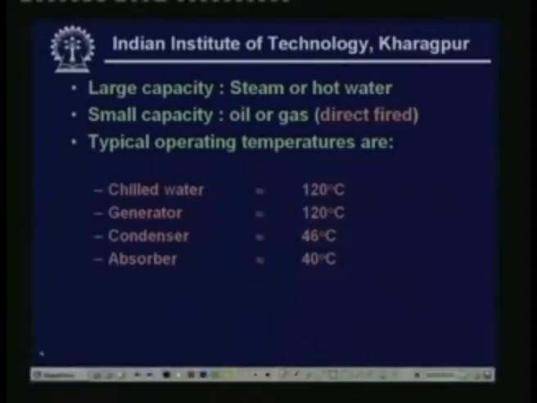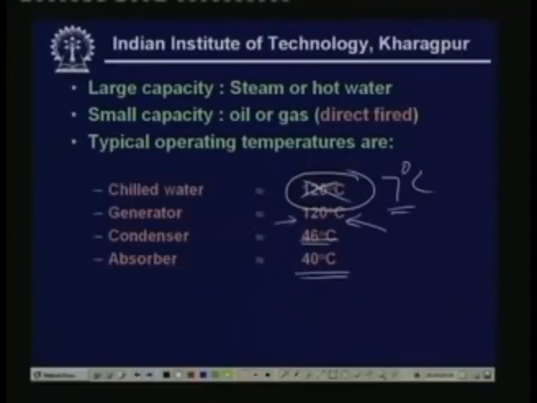Again, there is a small mistake. This should be 7 degrees centigrade. I am sorry. For chilled water at a temperature of 7 degrees centigrade, you have to operate the generator at 120 degrees centigrade, the condenser at 46 degrees centigrade, and the absorber at 40 degrees centigrade. So condenser 46, absorber 40, and generator at 120 degrees centigrade. With this kind of operating temperatures, you can get chilled water at 7 degrees centigrade, and the COP will be in the range of about 0.6 to 0.8. So these are typical operating values.